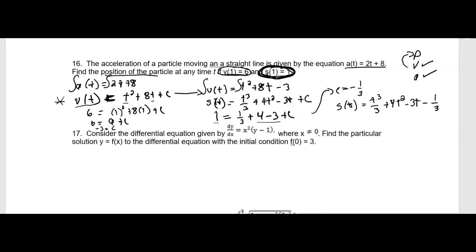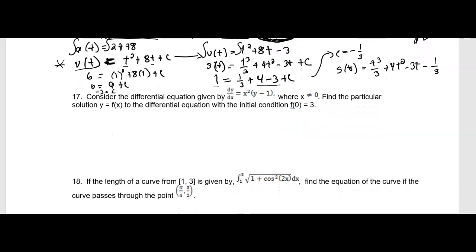All right, 17. We're going to have a whole packet on differential equations soon enough, but this is where it popped up. It says consider the differential equation given by this, where x doesn't equal 0. Find the particular solution y equals f of x to this differential equation. If you're given your derivative and you're told that the solution is y, or your original function, then that means we need to do the antiderivative of that.